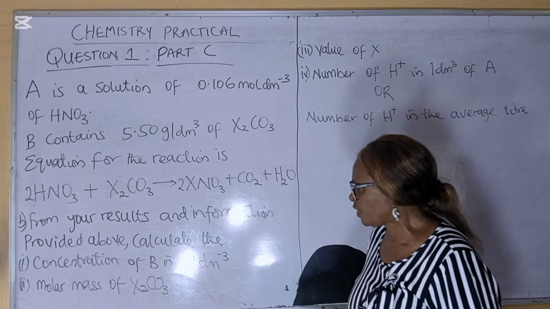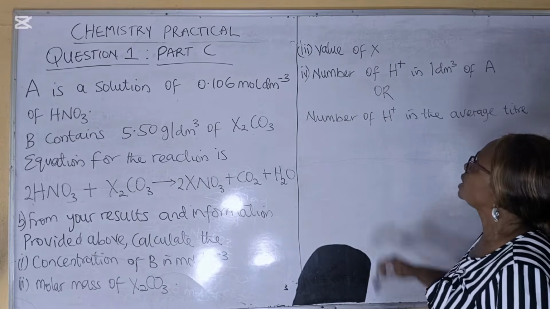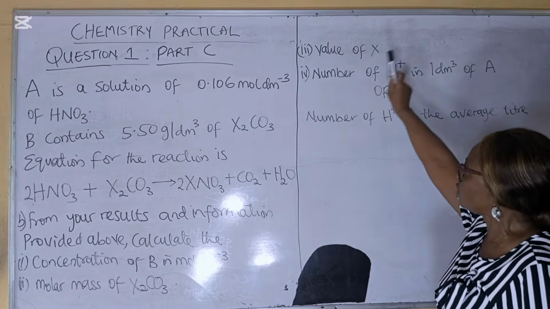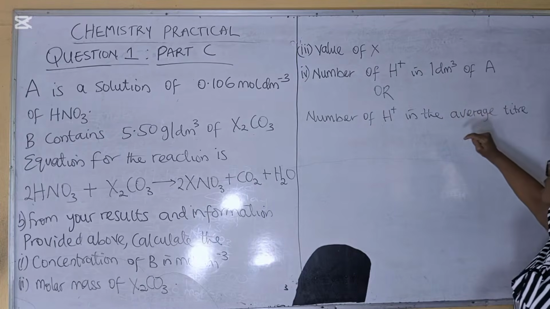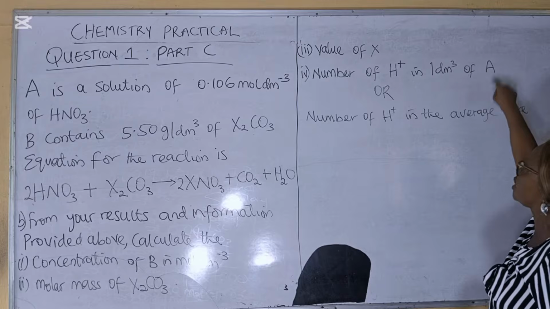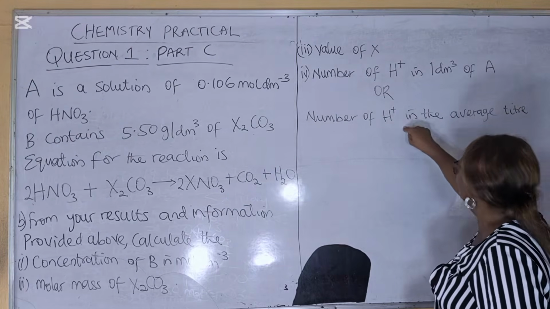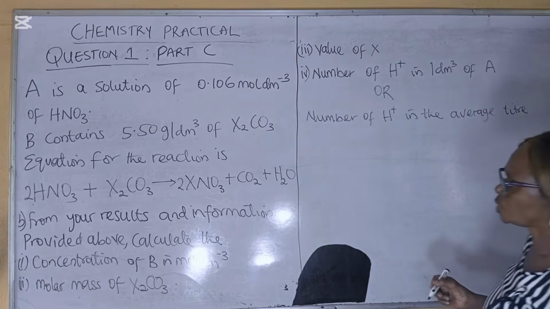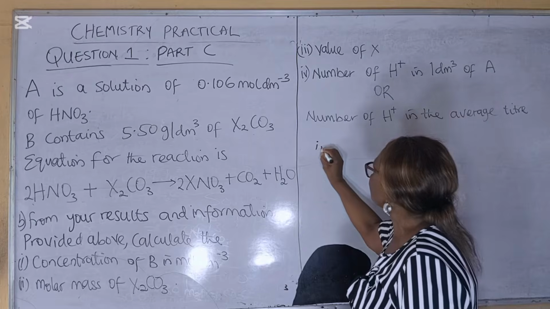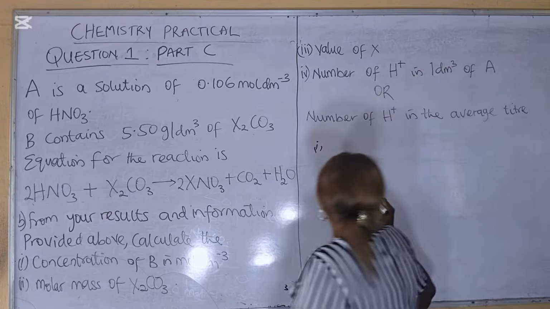The molar mass of X2CO3, which is the base. Then after that, you find the value of X. Then the number of hydrogen ions in 1 dm cube of A. I want to start with number 1. First, we should find the CB, using the normal formula.